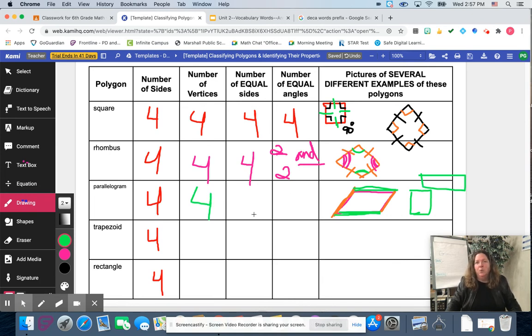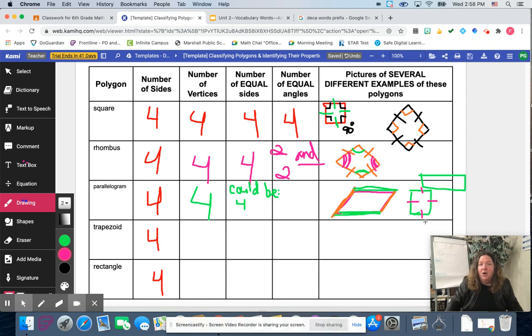Number of equal sides. This is tricky. It depends, doesn't it? Because it could be 4. So we're going to say could be. I'm literally going to write the words could be. It could be 4. A square has 4 sides equal. Look at that. All 4 sides are equal.